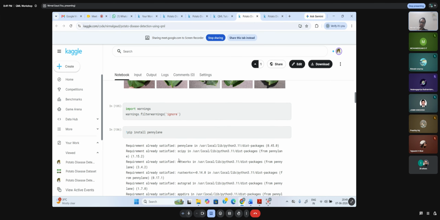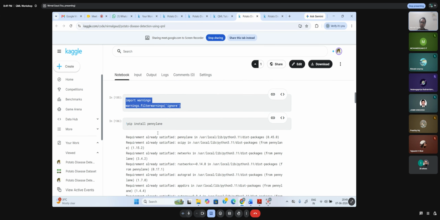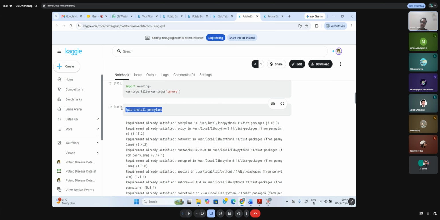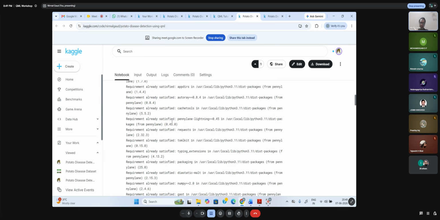And then next, what I have performed: just ignore warnings. Any warning comes, then ignore it. The library I have taken is PennyLane. Yesterday also I used it in my notebook, and today also I am using it here. So pip install pennylane. If you want to use it, first you need the installation. Okay, so PennyLane is installed here.